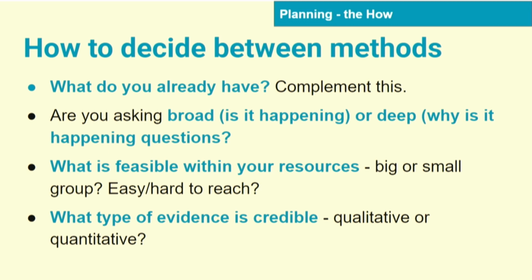So if you want to know, is it happening? Maybe a survey is great. If you want to know why someone's becoming vegan, let's go talk to them, because I think that will give us better data. What's feasible within your resources? Surveys are super cheap. That's why we often do them. Maybe interviews are more expensive. But think about, you can always reduce the sample size, right, within certain limitations.